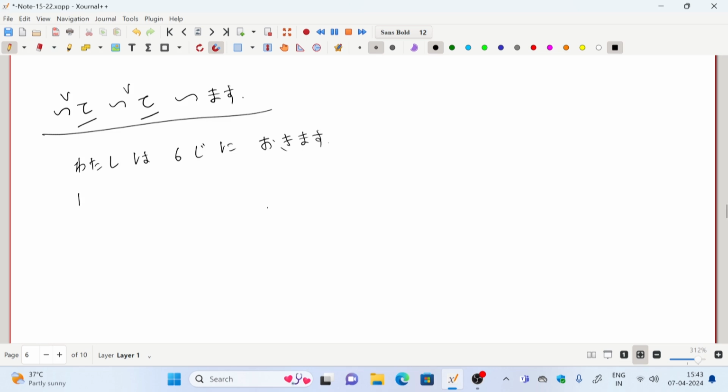Then what I do? I take shower. Watashi wa shawa o abimasu. Or we can also write I read newspaper. So shimbun o yomimasu. Then we'll write I have breakfast. I eat breakfast. Watashi wa asa gohan o tabemasu.